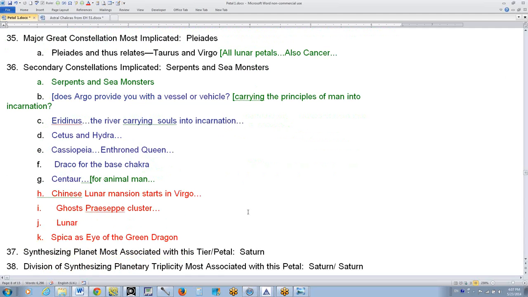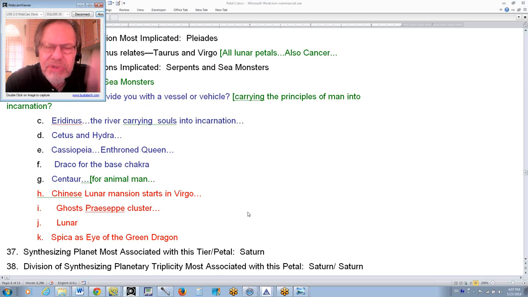Some people were bringing in some other thoughts: that the Chinese lunar mansions start in Virgo, so they do start with an accentuation of matter, and that the Praesepe cluster is related to ghosts. The moon, of course, and Spica as the eye of the green dragon related to materiality. Well, these are associations. Let's just say the energy of the surrounding constellations is reaching us all the time, but we appropriate it in different ways depending upon the condition of our form.